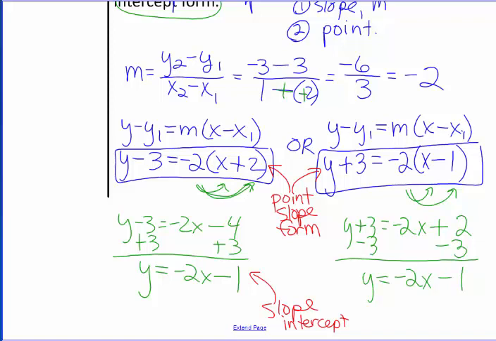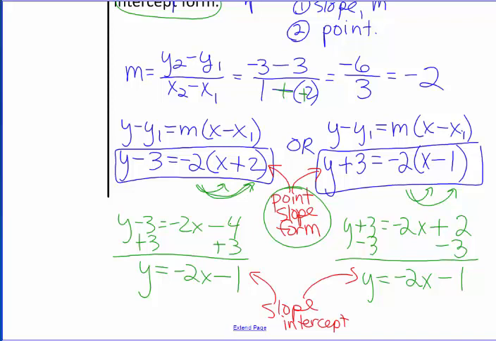Hopefully you recognize that we get the exact same slope-intercept form both times, which then verifies that the 2 original point slope forms, that both of these are the same equation. Okay, just different numbers have been plugged in, but when you rewrite them, they are the exact same equation. They both equal y equals negative 2x minus 1.